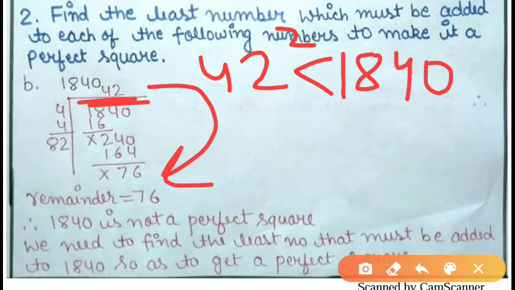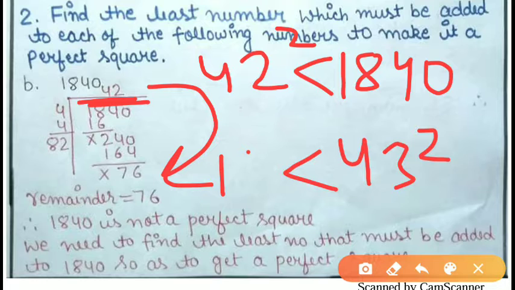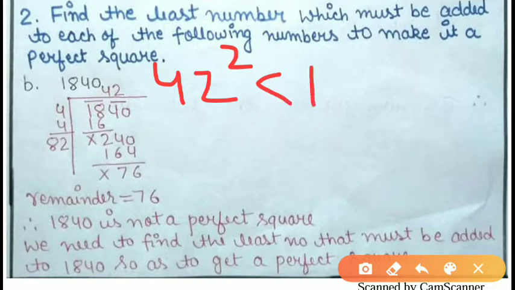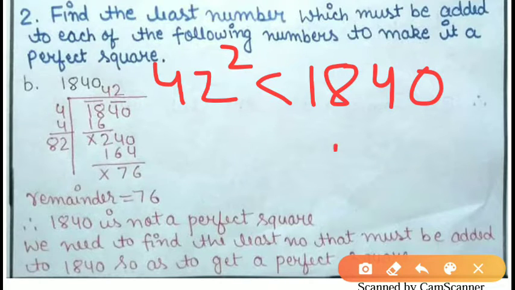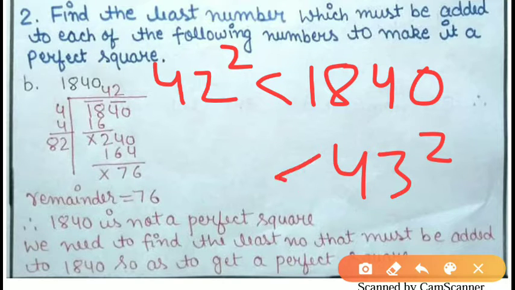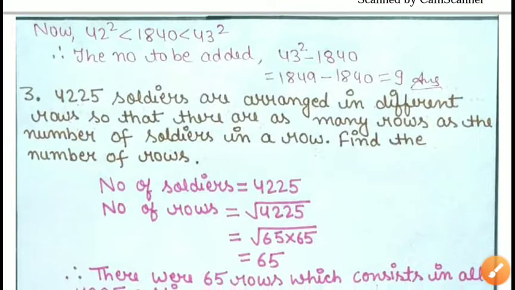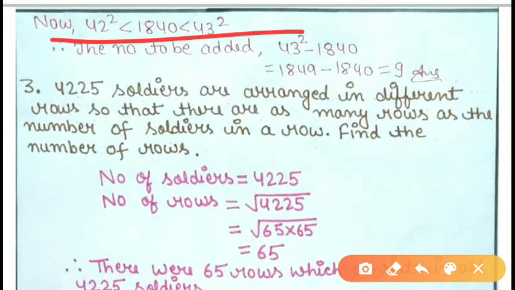Okay, but when you will do 43 square, this will always be greater than 1840. Let's remember one thing here. When you will do 42 square, this will always be less than 1840. But what after the 42 is the 43. When you will do a 43 square, this will always be greater than 1840. Here I have written in this line. Clear? That means the number to be added is 43 square minus 1840.